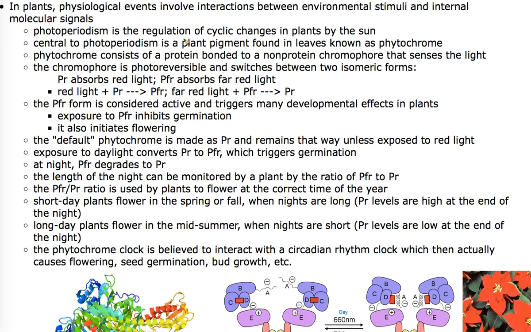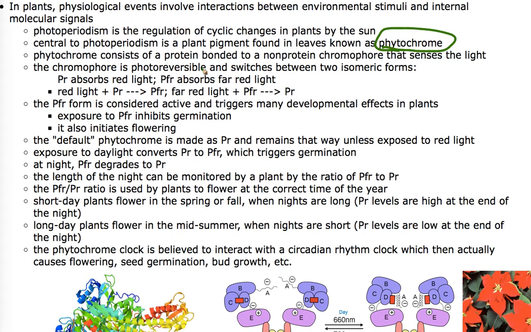Central to photoperiodism is a plant pigment called phytochrome. Phytochrome is something I'm sure you didn't talk about last year in regular biology. It's different than chlorophyll. It's different than the anthocyanins and any of the other pigments, and it's in very low quantity in a leaf, so that you can't even see it with your naked eye. You don't know it's there.